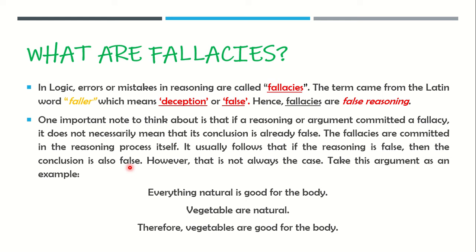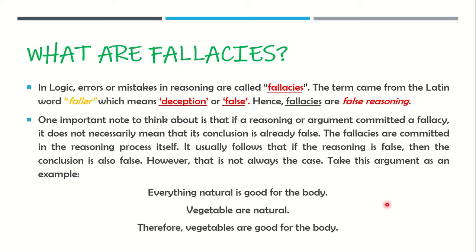So take a look at this argument as an example. It is stated here that everything natural is good for the body. Vegetables are natural. Therefore, vegetables are good for the body. In this example, the structure and the form of the argument is correct, since the premises are being stated in correct and systematic order.